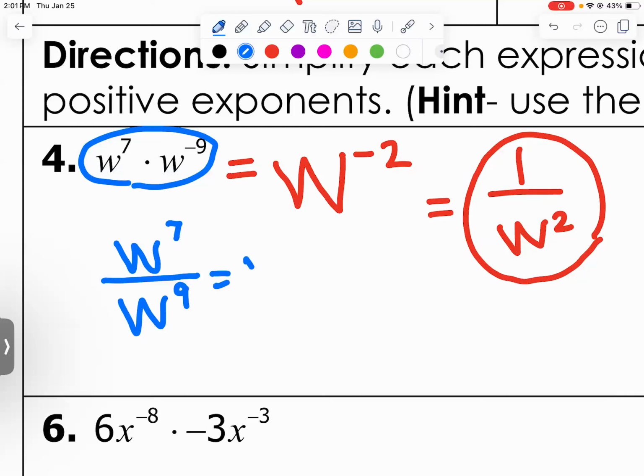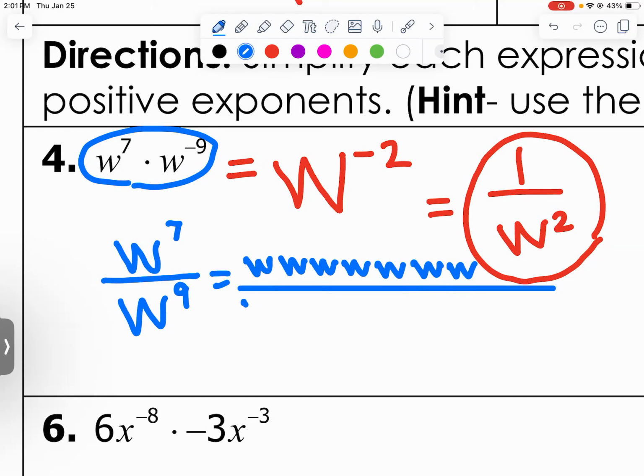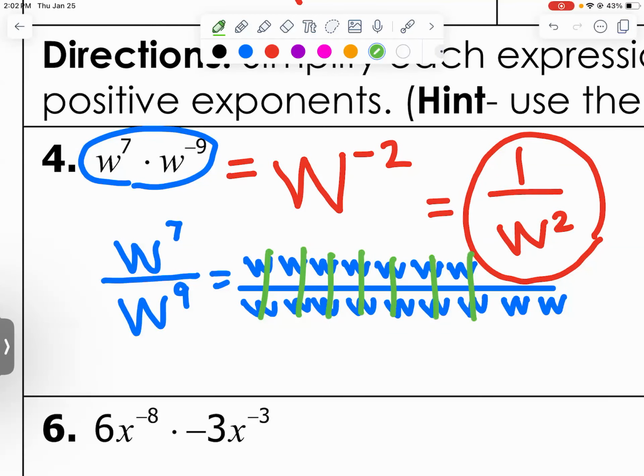So we have 1, 2, 3, 4, 5, 6, 7. 1, 2, 3, 4, 5, 6, 7, 8, 9. So mathematically, these cancel, and we have w times w left in our denominator. Okay, so you can either try to understand it or just pretend to complain more. Like, I can't really tell the difference right now.